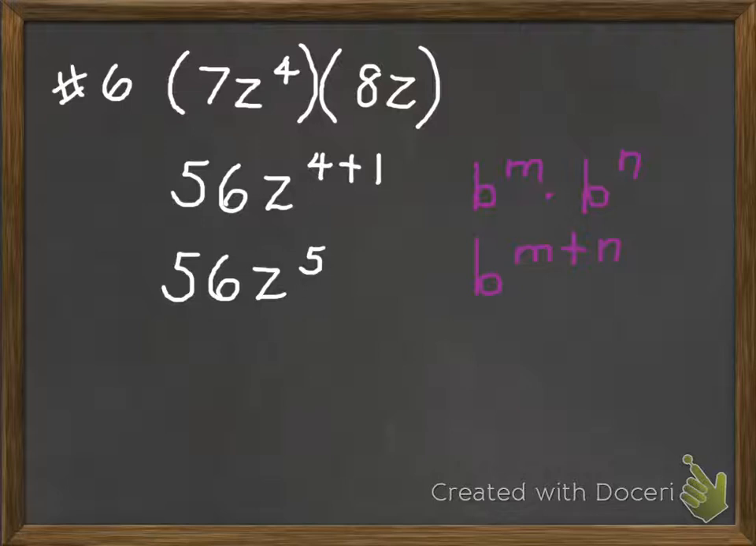Why can we apply the product rule? Because we have the same base, z and z. Whenever the base is the same, you can simply add the exponents. On the right, you see the rule, b to the power of m times b to the power of n. So some base to the power of m times the same base to the power of n is that base with the exponents just added.